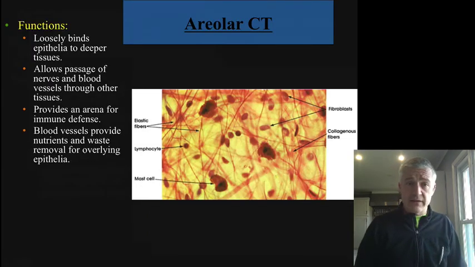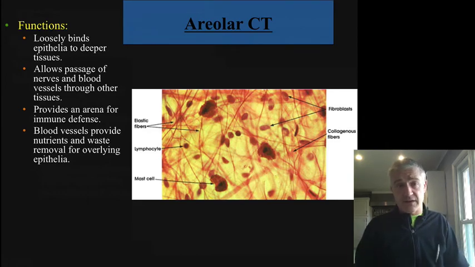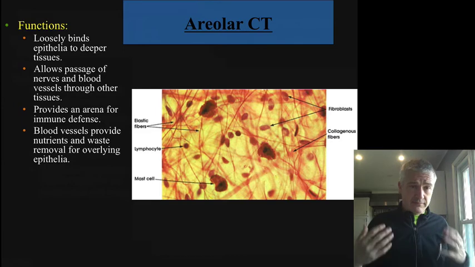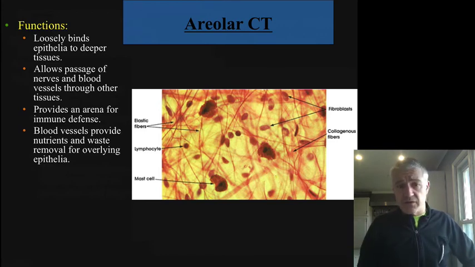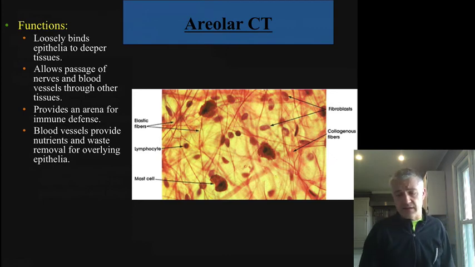Again, what is it doing? Well, it's not tightly connecting it, but it's loosely binding this tissue to the deeper stuff underneath it. And again, it provides a good area for immune defense, provides areas for blood vessels, nerves, lymphatics to travel through it, and allows those overlying tissues to pick up their nutrients and get rid of their waste really easily.